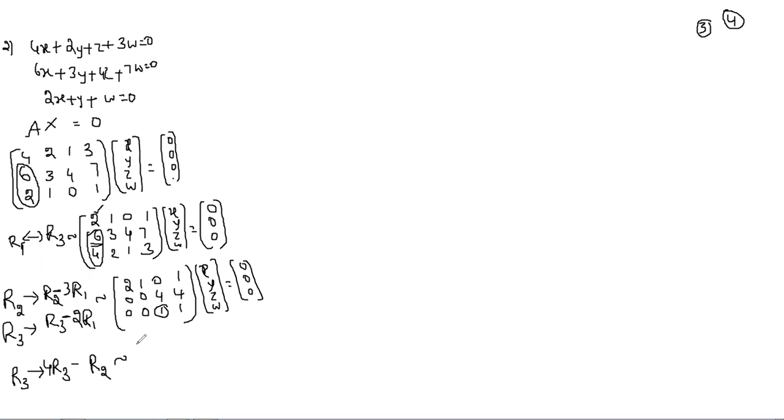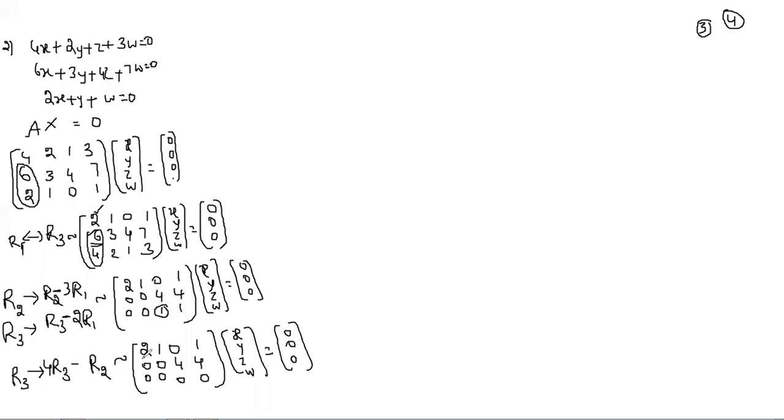So 4R3 minus R2. This is equivalent to 2, 1, 0, 1. And next, here it is having 0, 0, 4, 4, we are not doing any changes. And 4R3, here it is having zeros, obviously 0, 0. And if you see, 4 into 1 is 4, 4 minus 4 is 0, and 4 minus 4 is 0. So X, Y, Z, W equal to 0, 0, 0. Now, is this in echelon form or not? Echelon form or upper triangular, none.